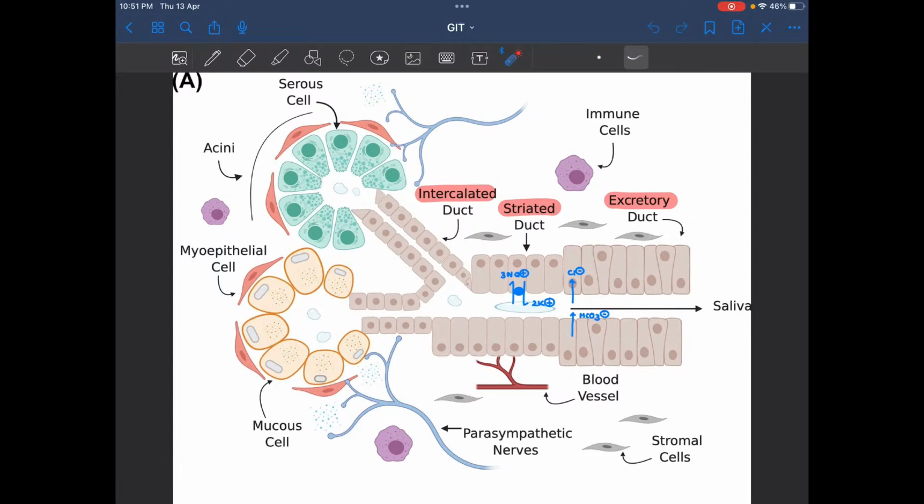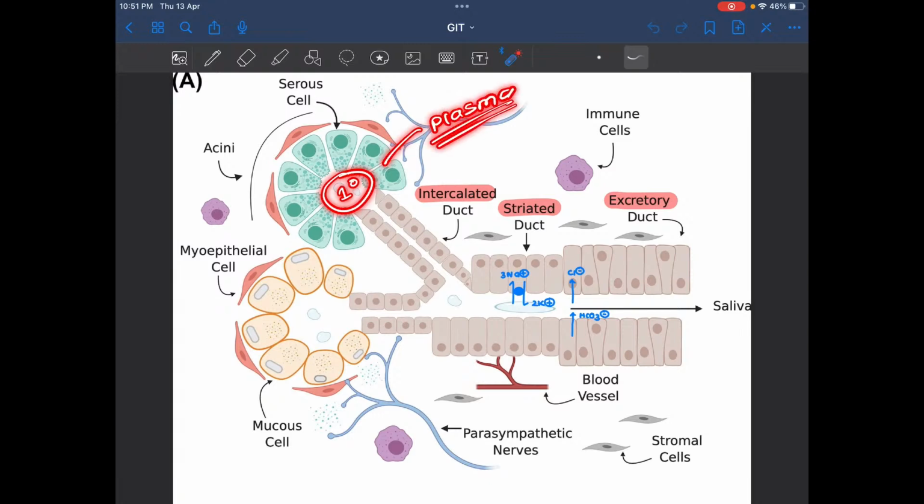A very frequent MCQ is how saliva is secreted. Obviously we have the serous cell and the mucus cell, and accordingly we studied the secretions, whether they are mixed, serous or mucus. So at this level you have the primary saliva formation, and as you go along the duct you have the secondary saliva formation. Just remember, primary saliva is just like a ditto copy of your plasma.